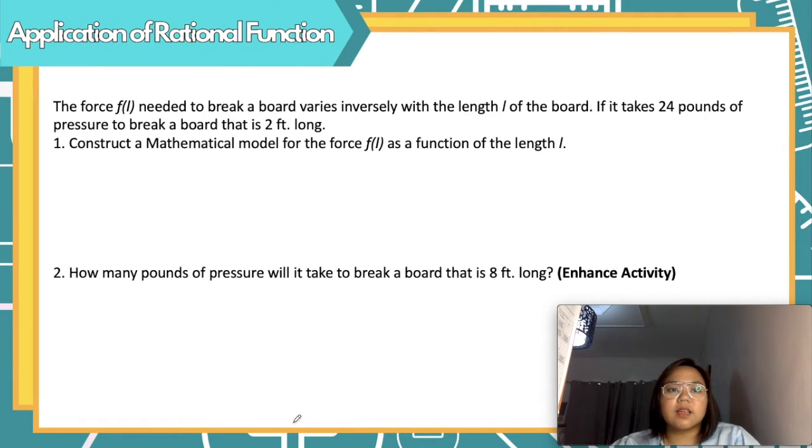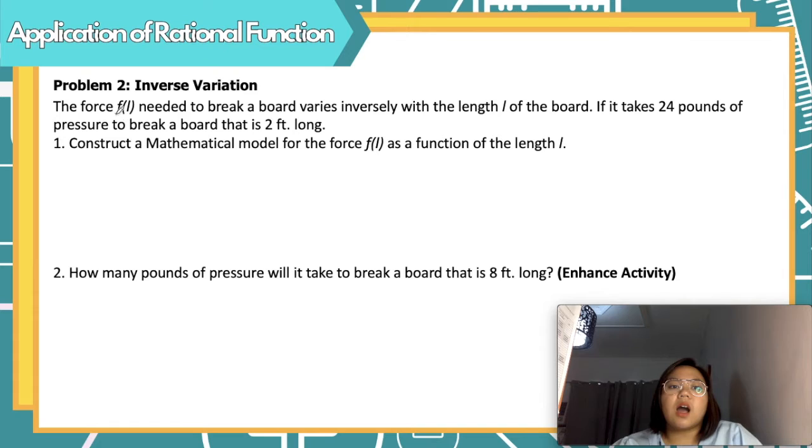Next, for problem number 2, again we have inverse variation. For number 1, we are to construct a mathematical model again, so we have to analyze the problem. The force F of L needed to break a board varies inversely with the length L of the board. If it takes 24 pounds of pressure to break a board that is 2 feet long, number 1, again, construct a mathematical model for the force F of L as a function of the length L.